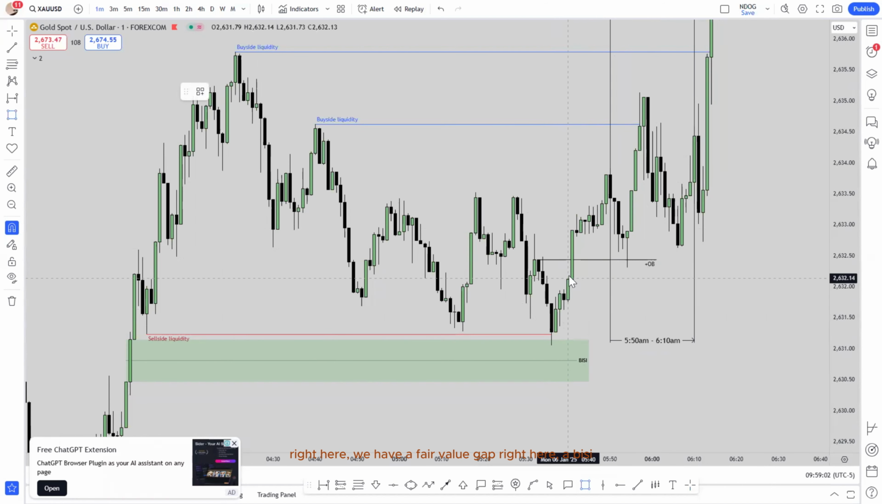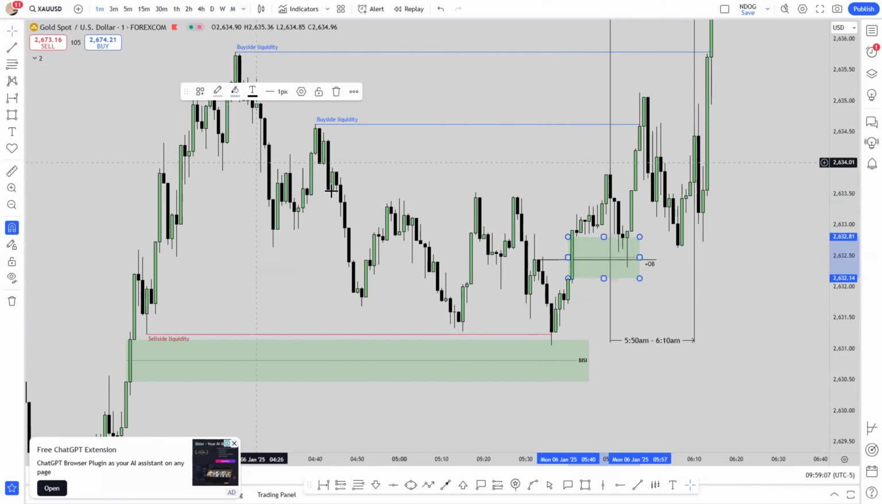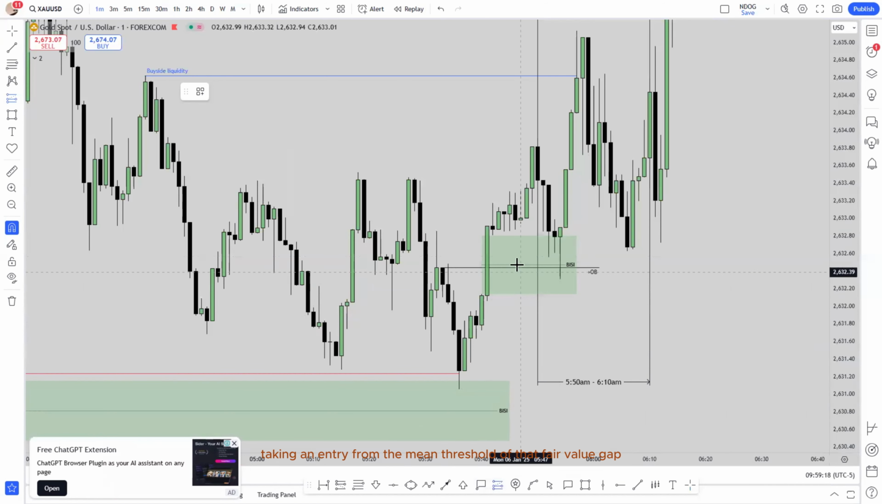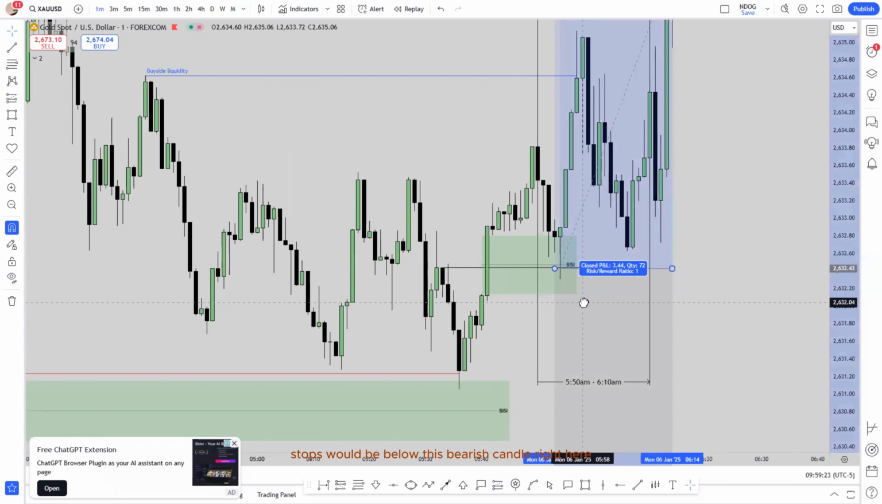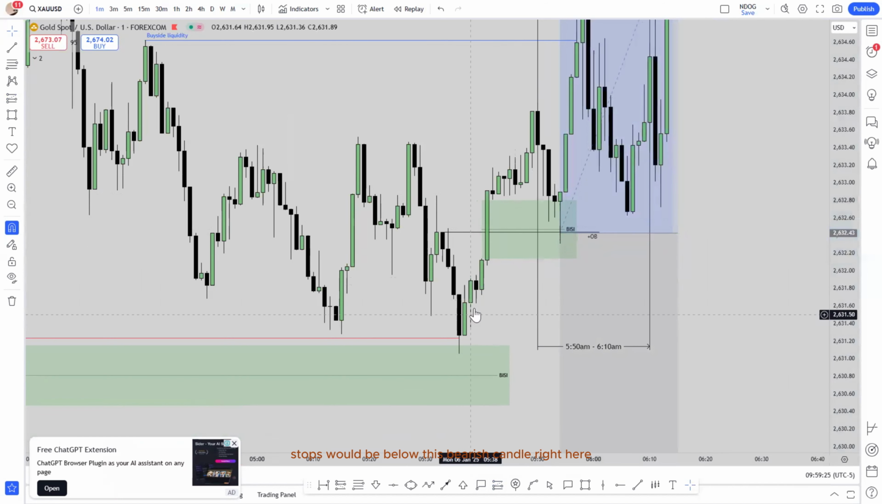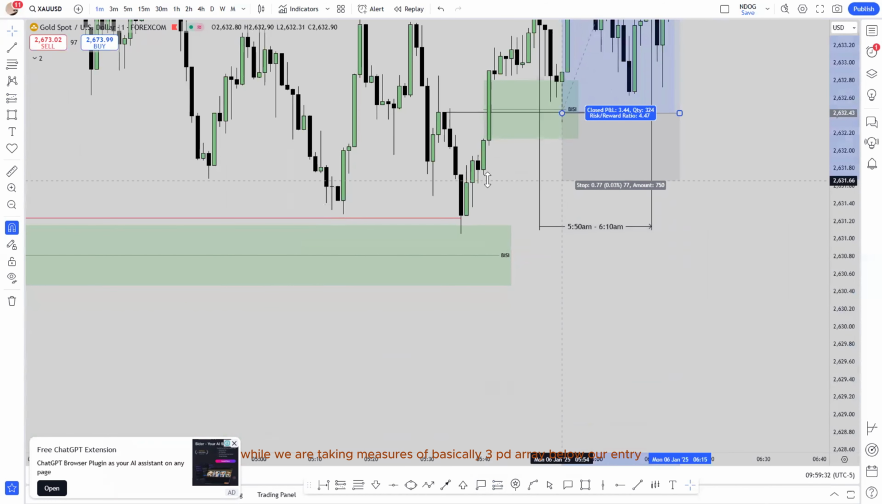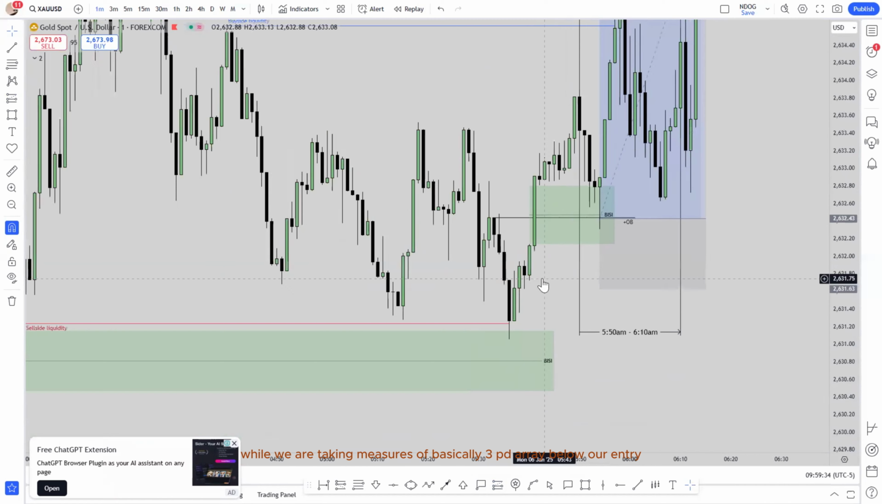We have a fair value gap right here. A BC also. Price runs down into that fair value gap right there. You're reacting also to this order block right here, and engaging this trade. You've taken an entry from the main threshold of that fair value gap, which is the midpoint of that fair value gap right there. Stops would be below this bearish candle right here, just below there, while we are taking majors of basically 3 PDRAs below our entry.